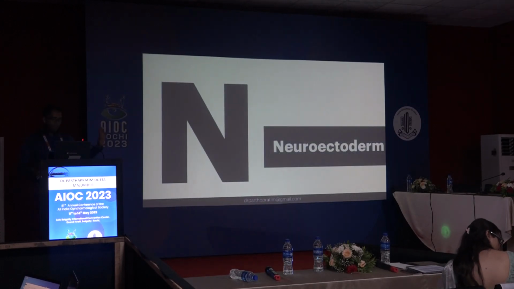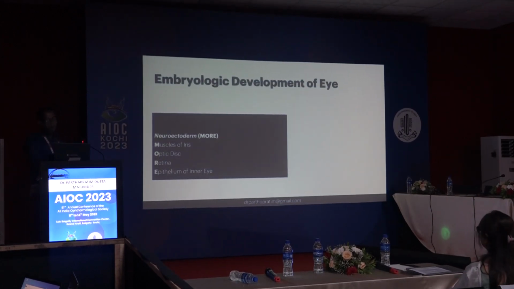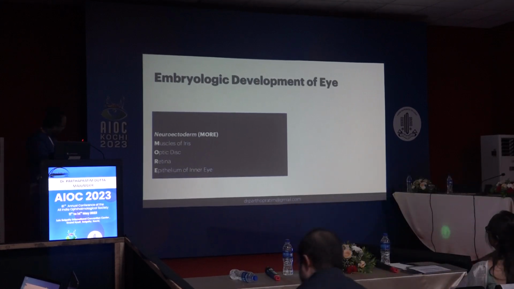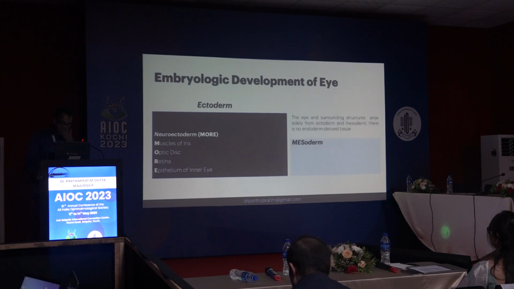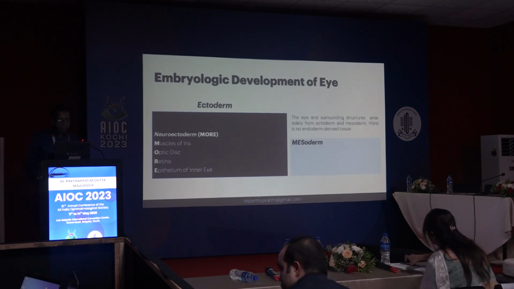Now N for neuroectoderm. For this neuroectoderm, you have to remember the embryologic development of the eye. Now, what are the structures derived from the neuroectoderm? You have to remember the mnemonic MORE. M for muscles of iris, O for optic disc, R for retina, and E for epithelium of the inner eye. Already I showed in the slide what the epithelia of the inner eye are.